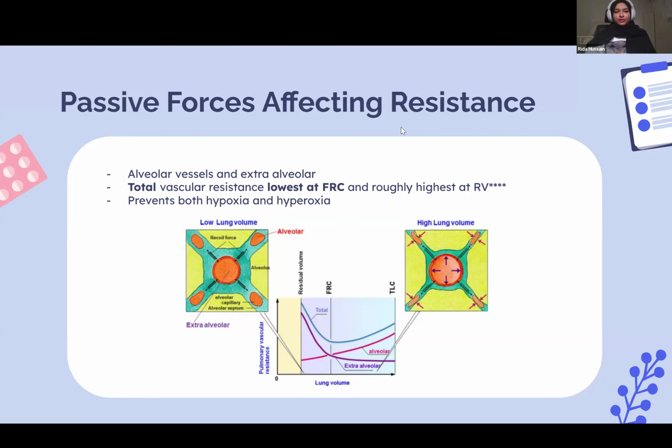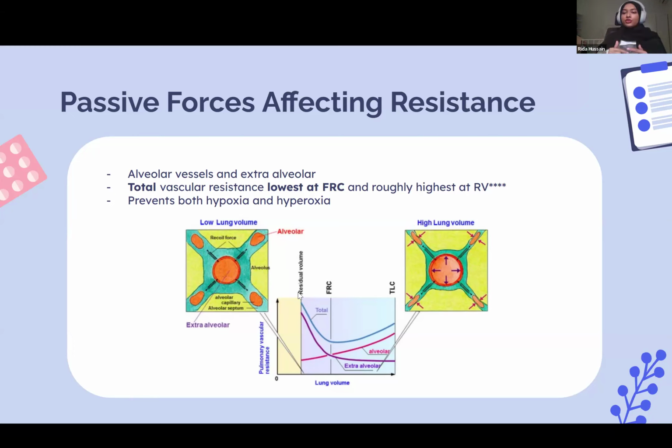Basically, let's break down the graph. Okay, so let's start with this statement again. Total vascular resistance, the total graph line is the blue one, is lowest at FRC. So the resistance is this line, okay? On the y-axis, the resistance is lowest at FRC for total vascular resistance. Total means the sum of alveolar and extra-alveolar resistance, okay? And then it is roughly the highest at residual volume. So if you track the graph up, as you can see from the y-axis, the highest resistance is at residual volume for total resistance.